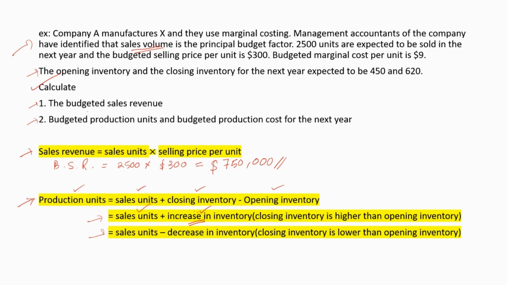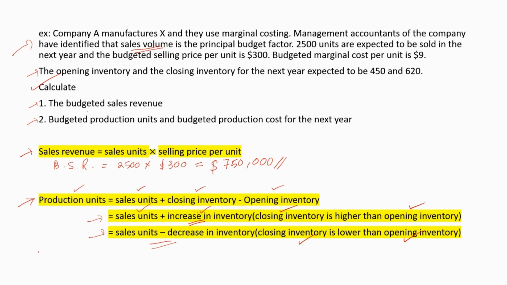What is the meaning of increase in inventory? Which means that closing inventory is higher than the opening inventory. Decrease in inventory is where closing inventory is lower than the opening inventory. Then you can use this equation. Sales units minus the decrease in inventory.